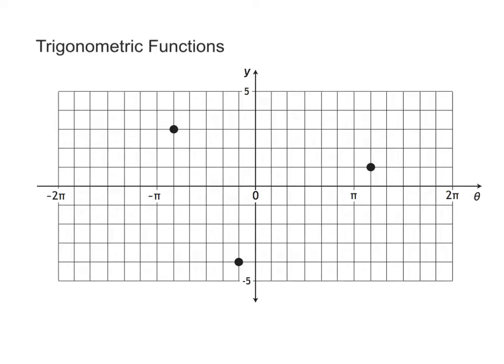Pi over 6 is what we said, right? So each of these little marks is pi over 6. So that's 1 pi over 6, 2 pi over 6, 3 pi over 6, 4 pi over 6, which we can reduce if we're talking about those angles.